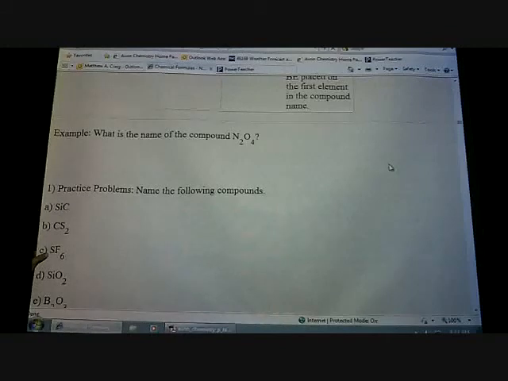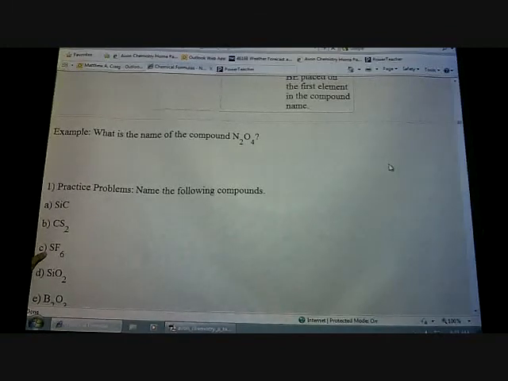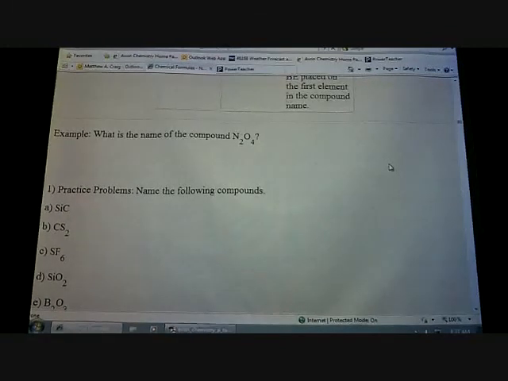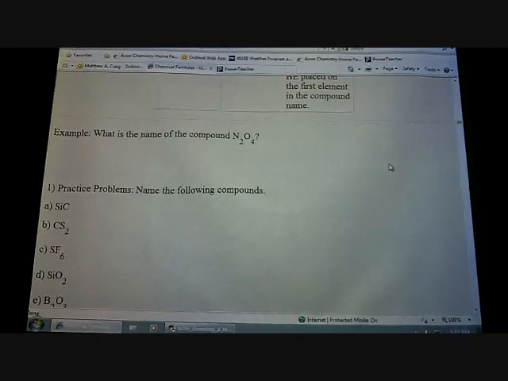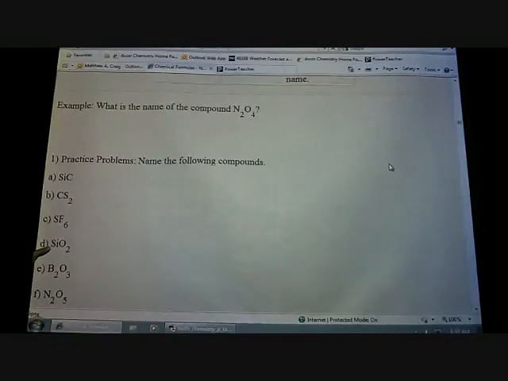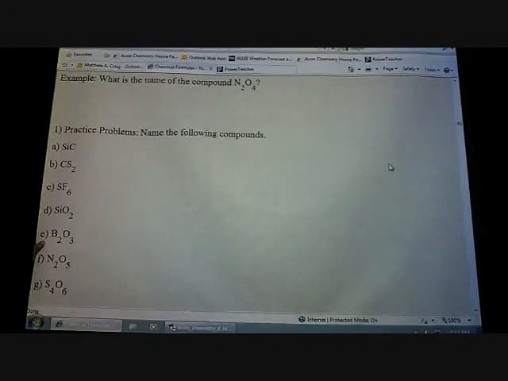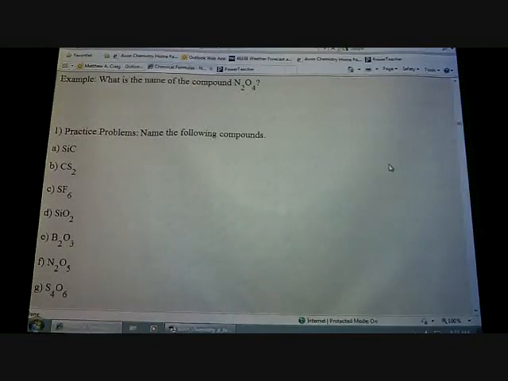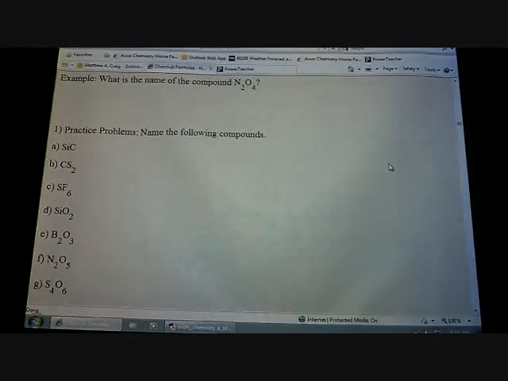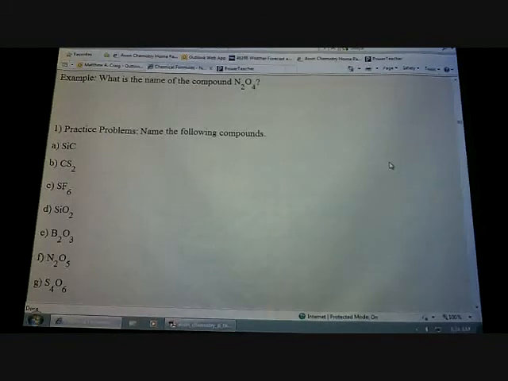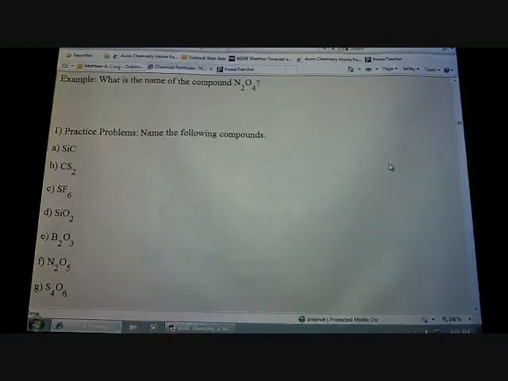Okay. C. So SF6. Sulfur hexafluoride. Very good. Letter D. Silicon dioxide. Very good. All right. Letter E. Di who? Not bismuth. Diboron. Trioxide. Very good. Diboron trioxide.